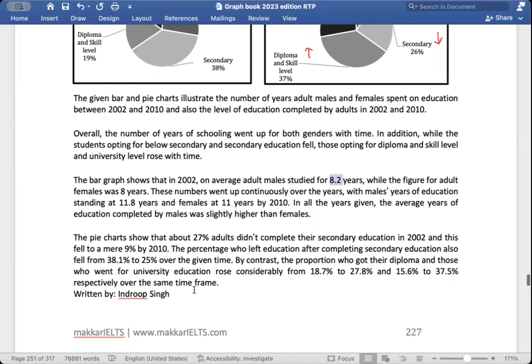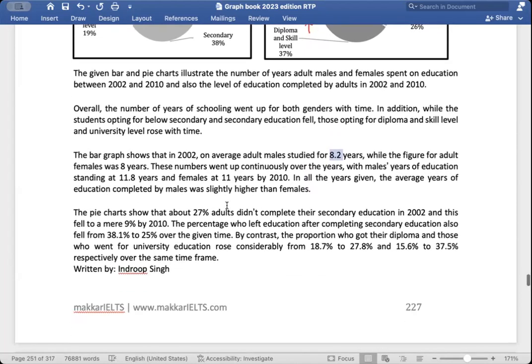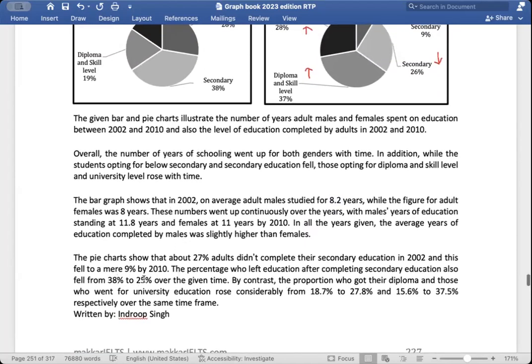The percentage who left education after completing secondary school also fell from 38.1% to 25% over the given time. 38% to 25% over the given time. It is 38%, not 38.1. To 25%, to 26%.